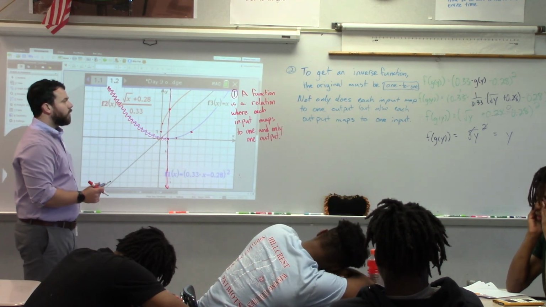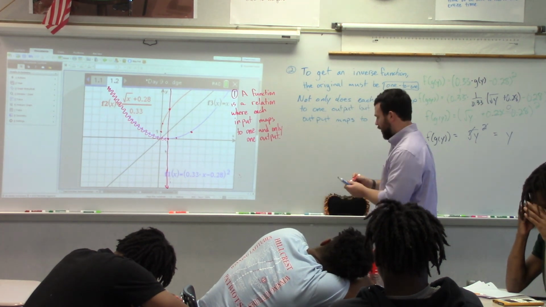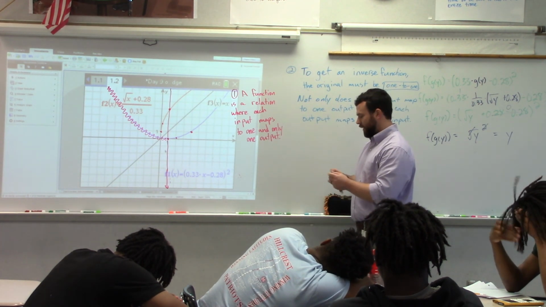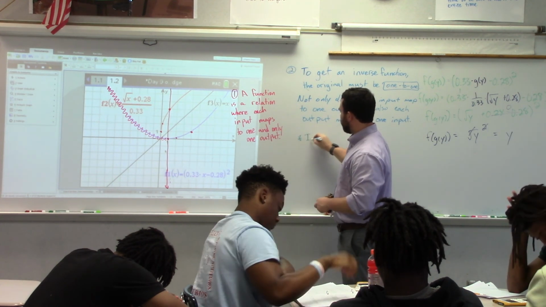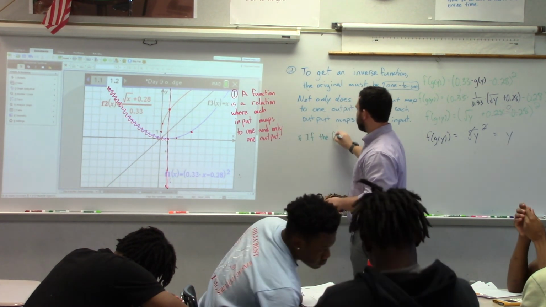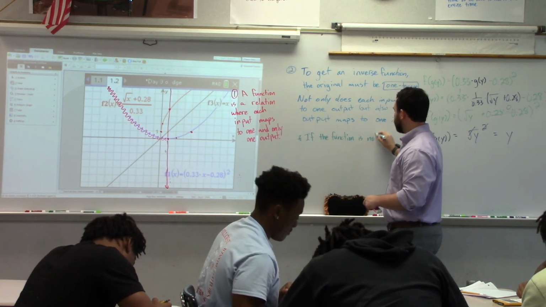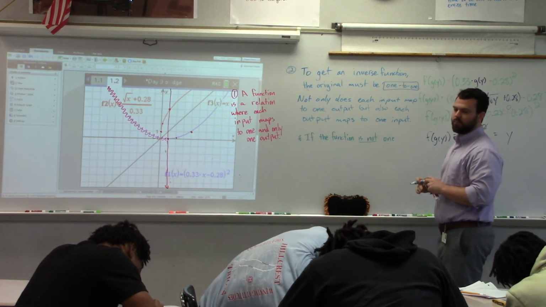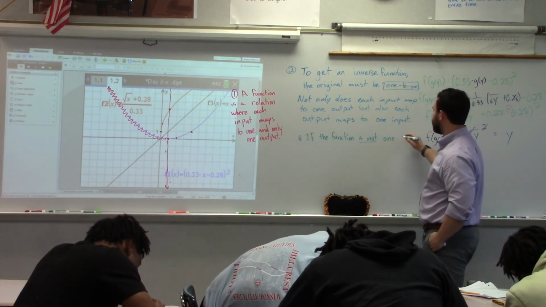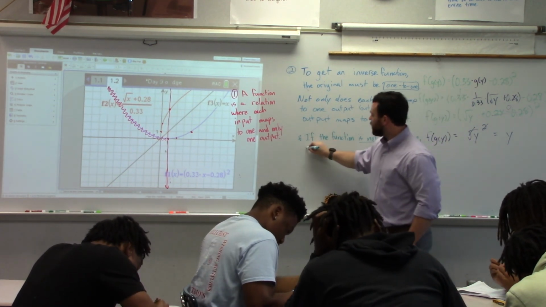Well, what we would have to do, and this is the last detail that we're going to add on to here, is, put it still under it if you have the room, if not, put it on the back side. So if the function is not 1 to 1, we have to restrict the domain.